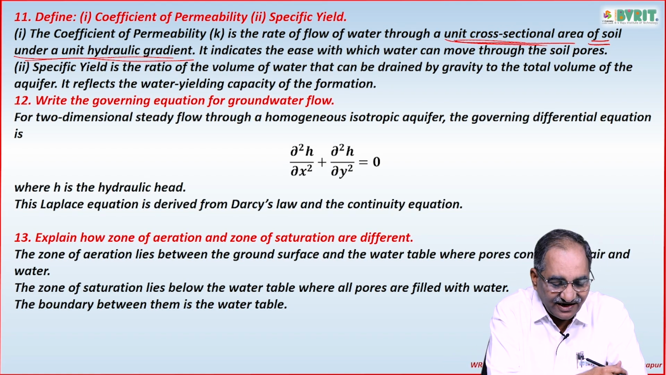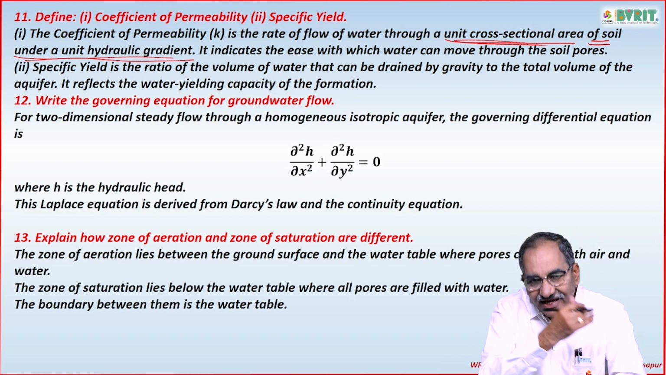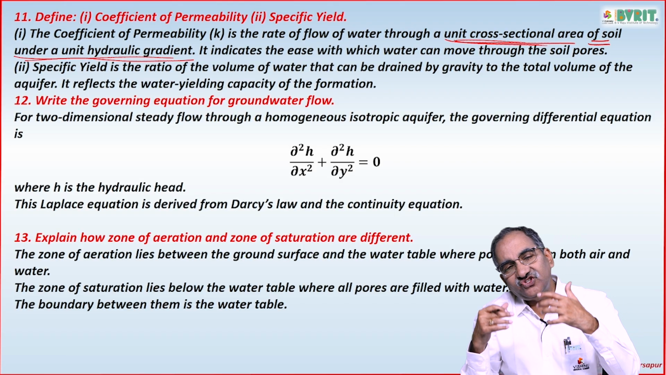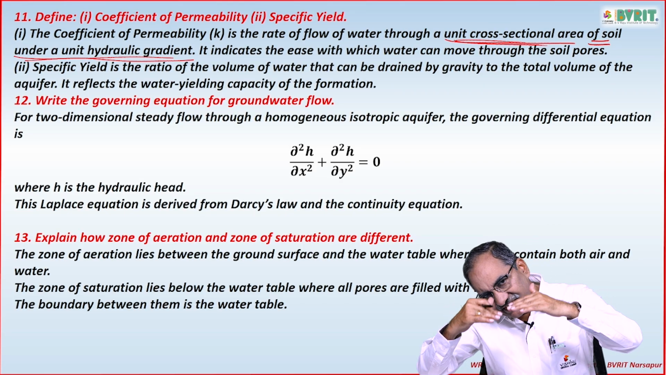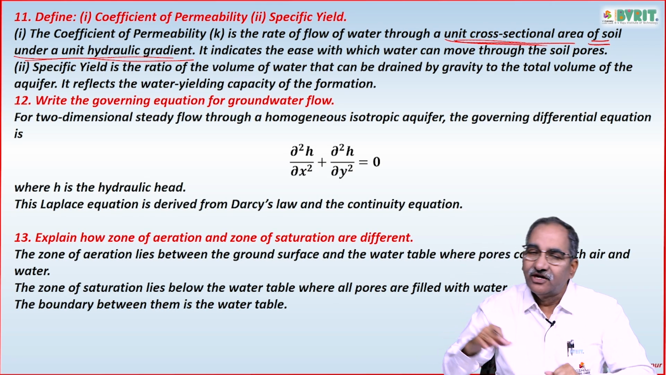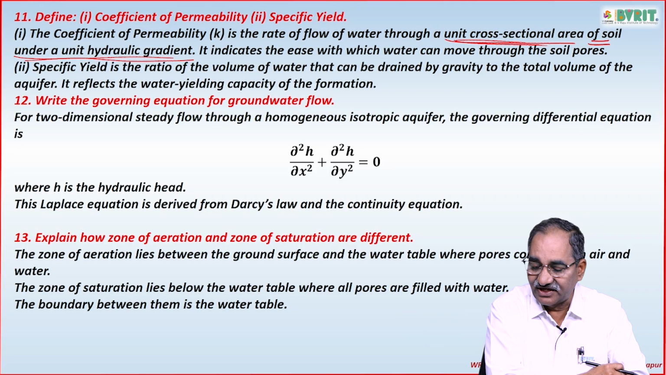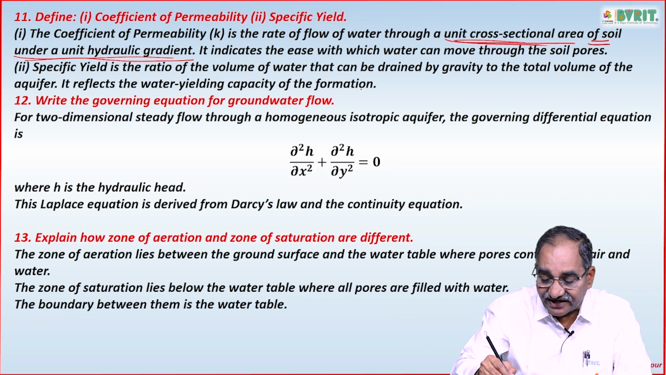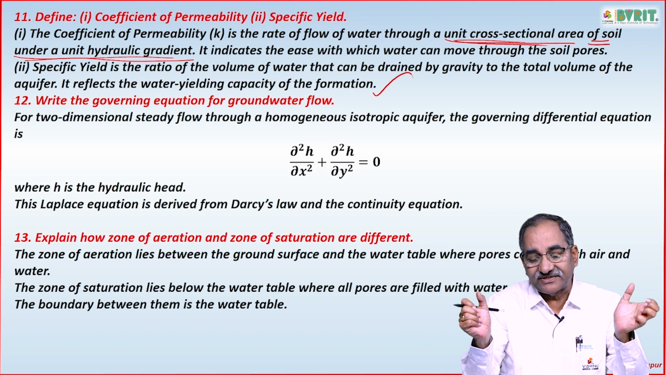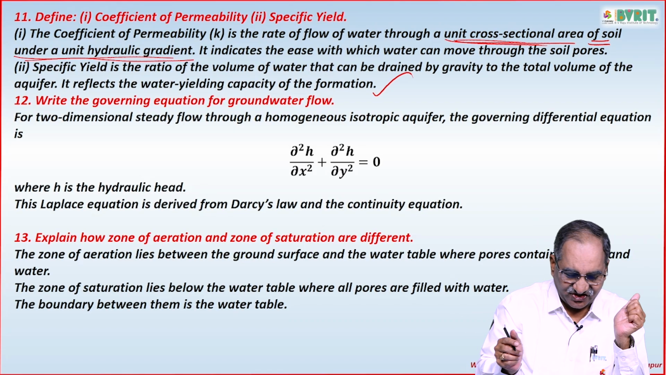The specific yield is the ratio of yield. Yield means the ratio of the volume of water that can be drained freely by gravity to the total volume of the aquifer. It reflects the water yielding capacity of the entire formation.